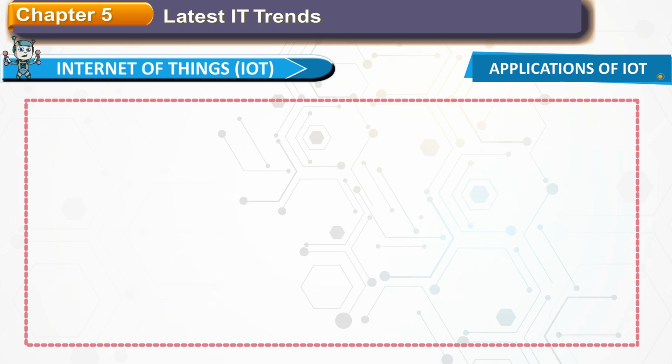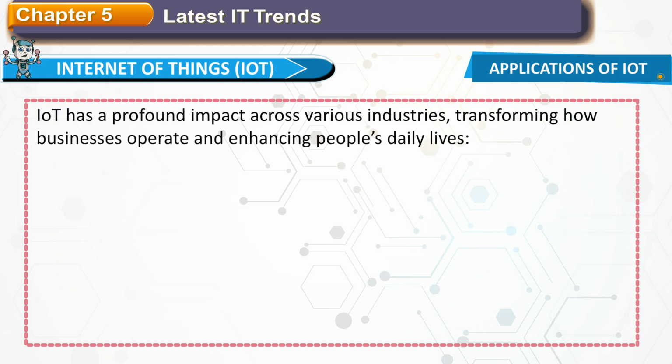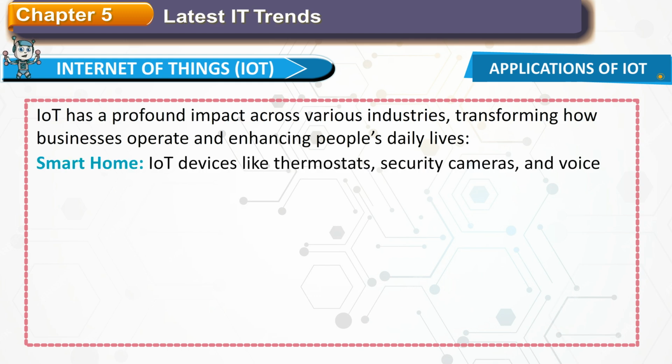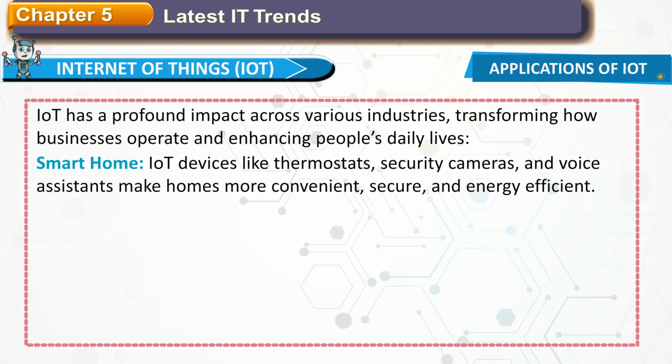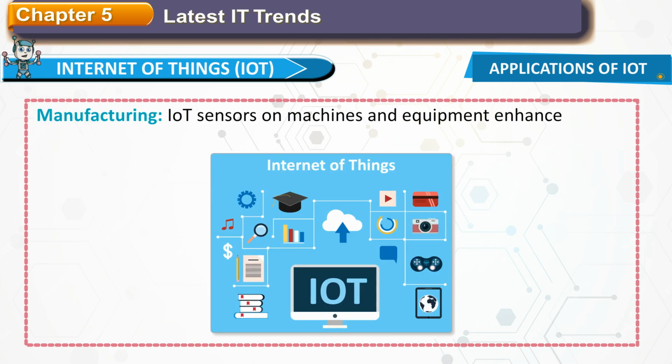Applications of IoT. IoT has a profound impact across various industries, transforming how businesses operate and enhancing people's daily lives. Smart home. IoT devices like thermostats, security cameras, and voice assistants make homes more convenient, secure, and energy efficient. Healthcare. Wearable IoT devices and remote monitoring improve patient care and enable early disease detection.